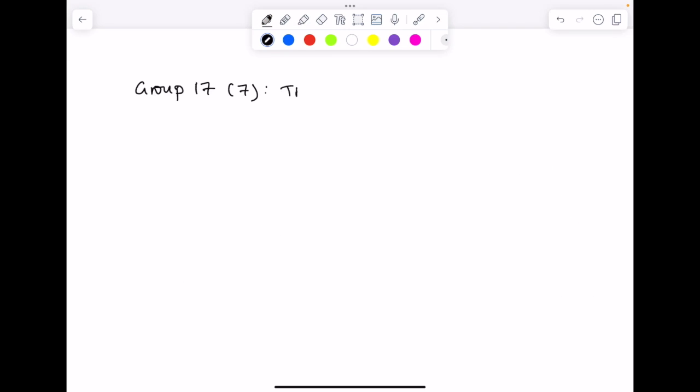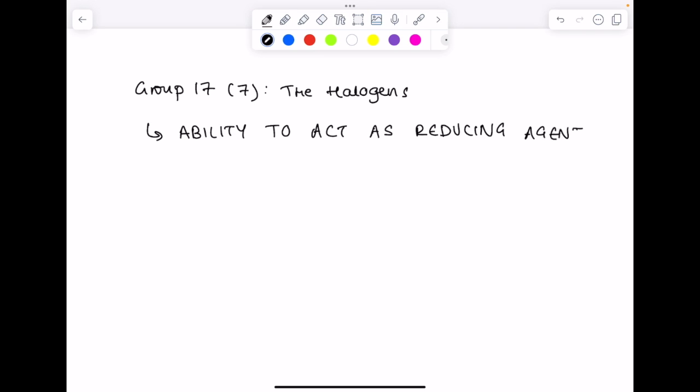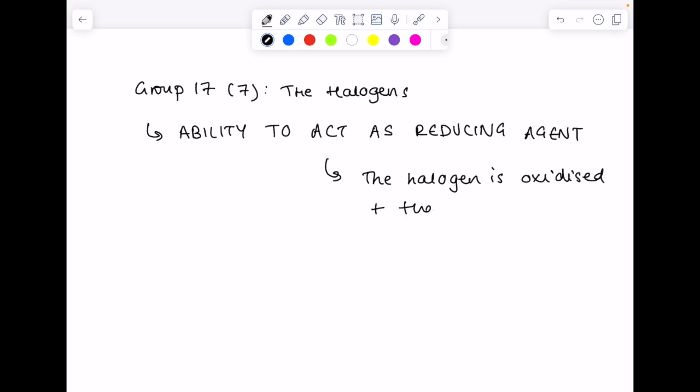We're now going to consider their ability to act as reducing agents. And underpinning this, remember, is the fact that by definition, if something acts as a reducing agent, it must be oxidized in the process. So I'm going to write that. The halogen is oxidized, which remember means that it loses electrons. So bear that in mind the whole time because it will help you understand what's going on when we look at the huge number of equations.